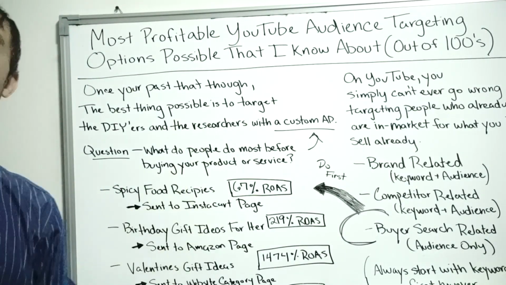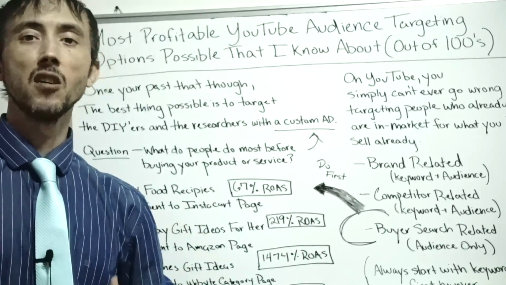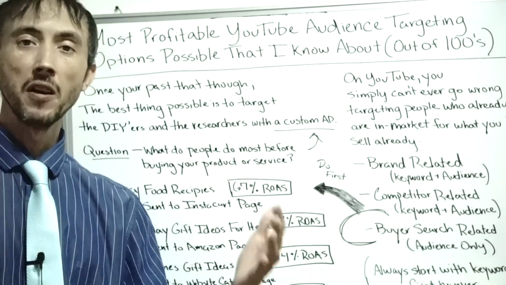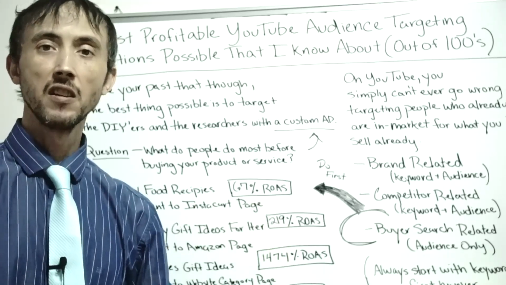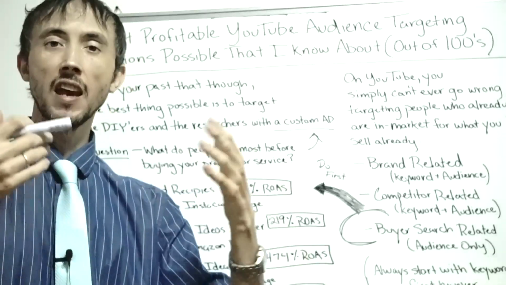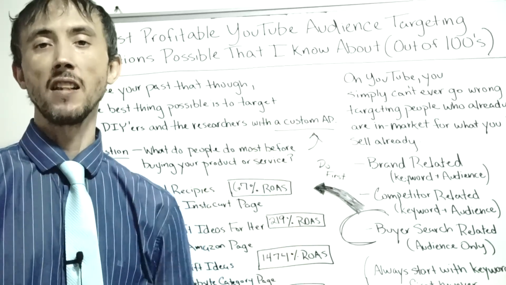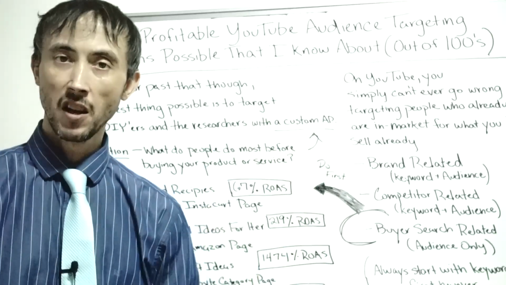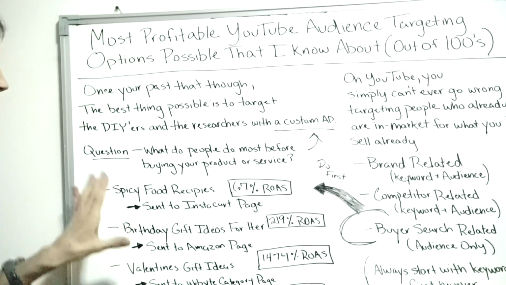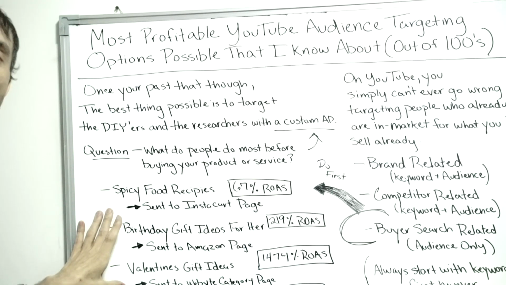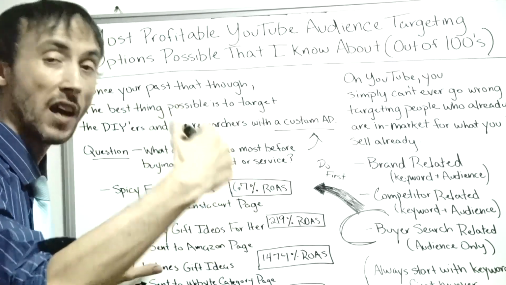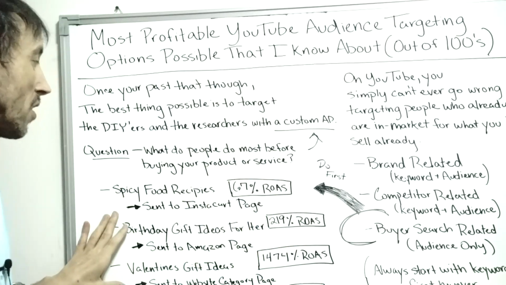Or people are just looking for general ideas on what to buy in the category of the product or service that you're selling. And then you come forward and say, if you're looking for something in this general idea or category, we got this product or service for you here, and then monetize the traffic that way. Because they're watching a video and trying to solve a problem that they have, it will work.